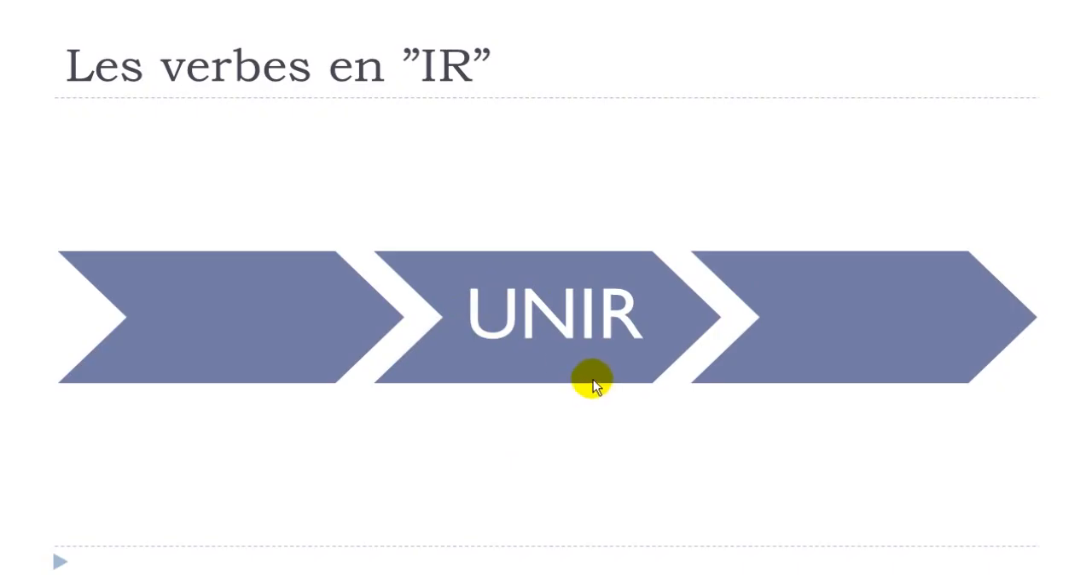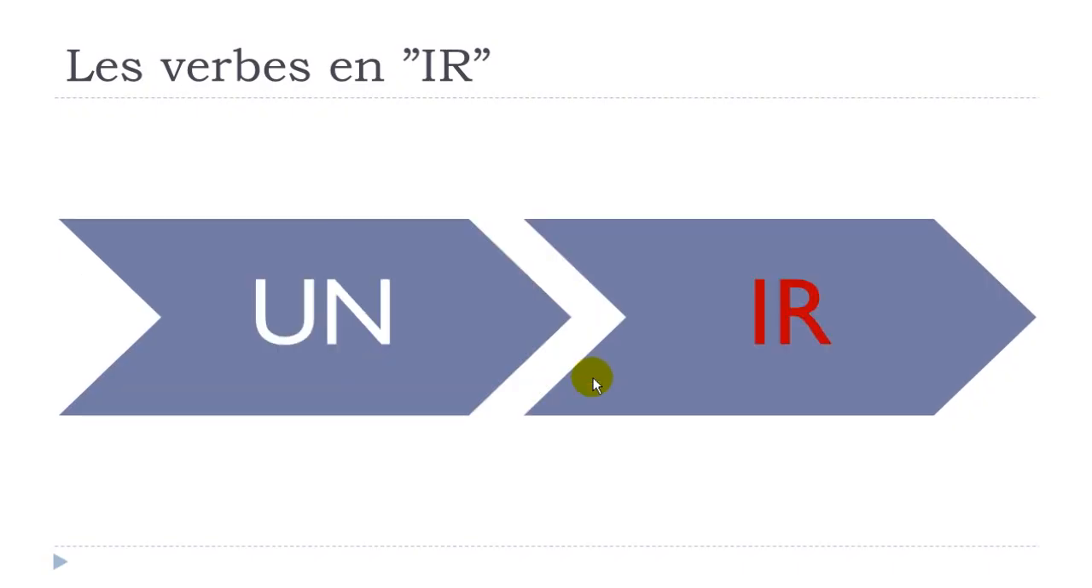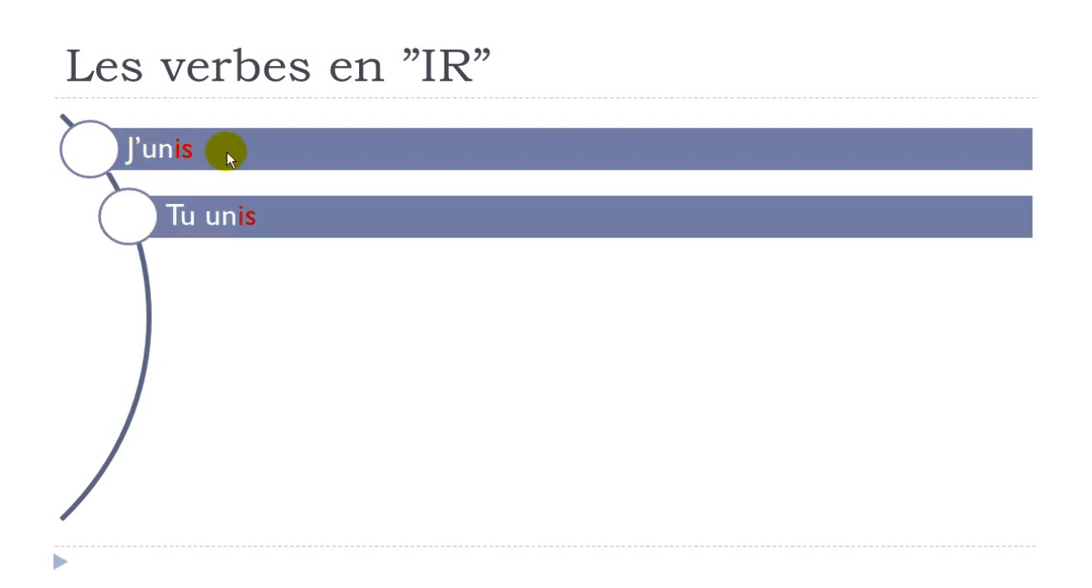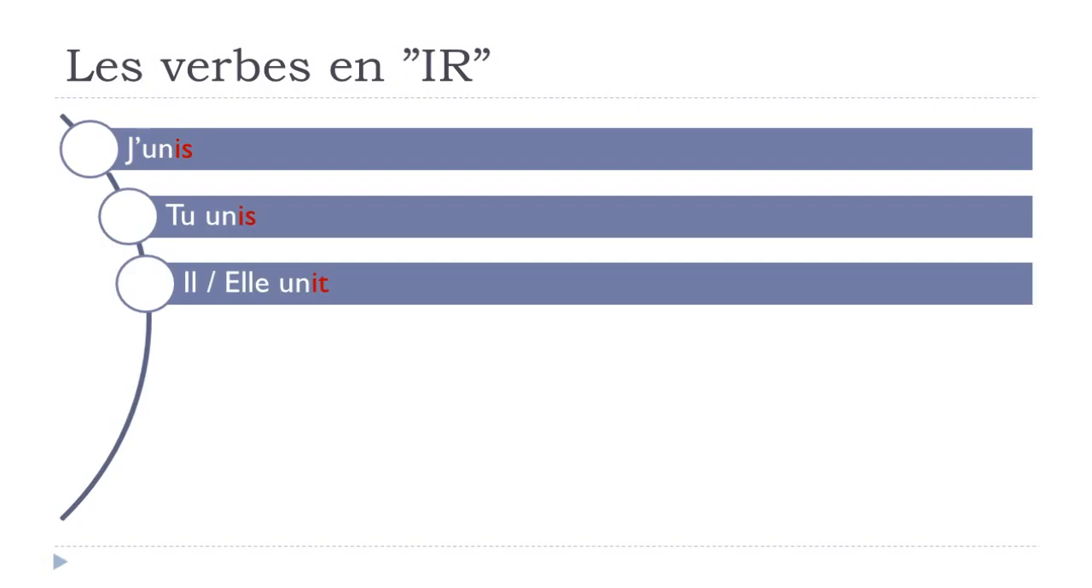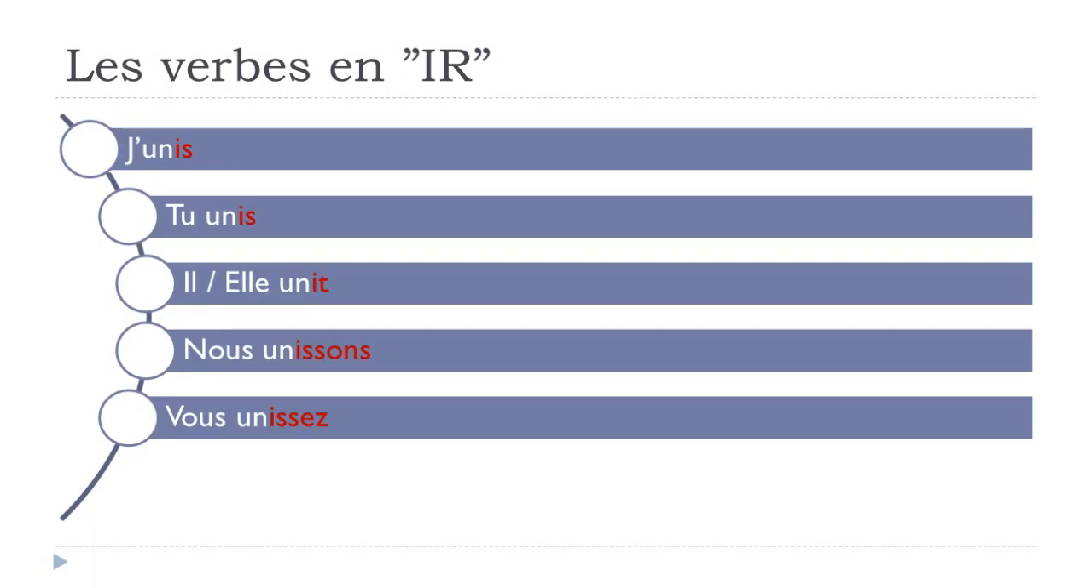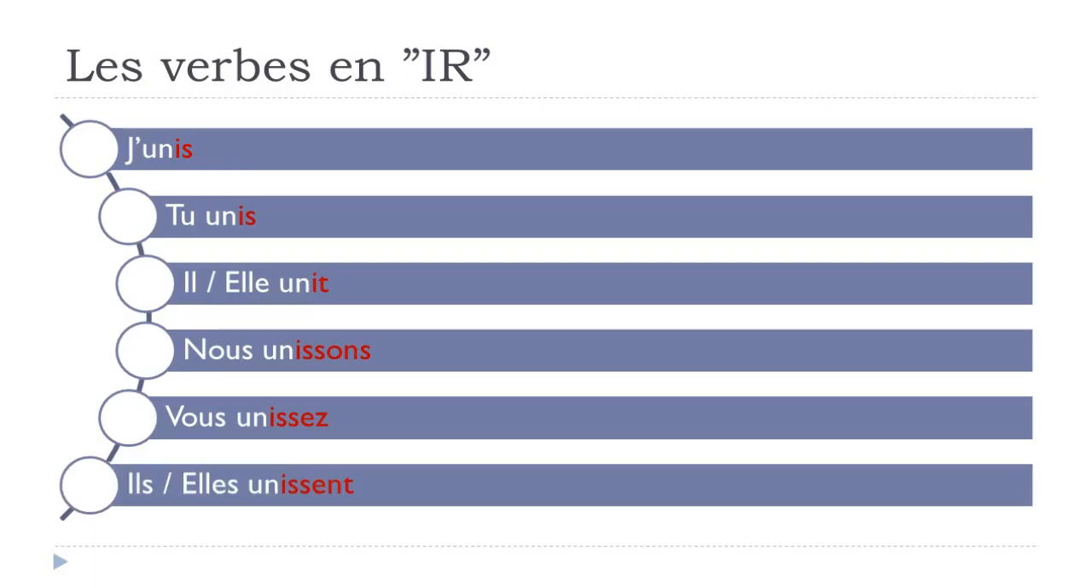Alright, let's take another example. Unir, to unite. Same rule. We just keep this UN, and you spot the ending, you take it away, and you keep the UN to construct. So, j'unis, same way. Tu unis. Il unit. Elle unit. Nous unissons. Vous unissez. Ils unissent. Elles unissent. So it's exactly the same. Same group, same way to conjugate it.